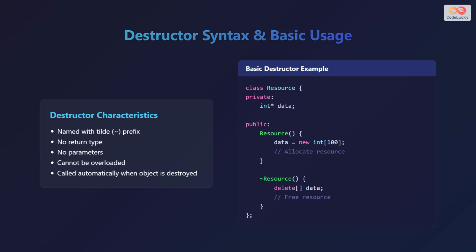Key characteristics of destructors are: they have the same name as the class but with the tilde prefix. They do not have a return type or accept any parameters. There can be only one destructor per class. Destructors are crucial for resource management, ensuring that memory and other resources are released when they are no longer needed.